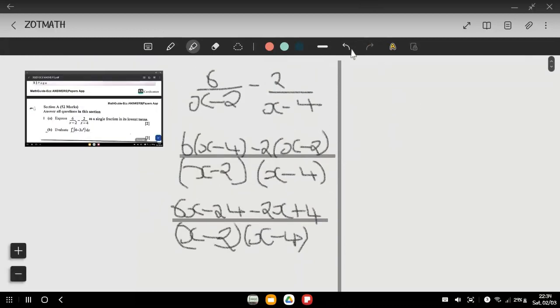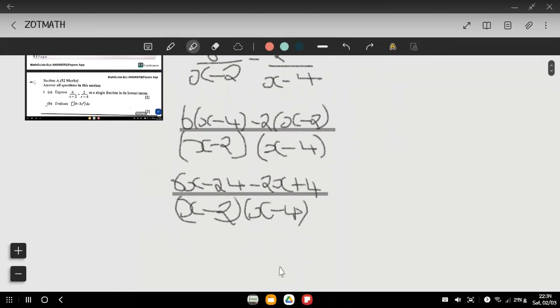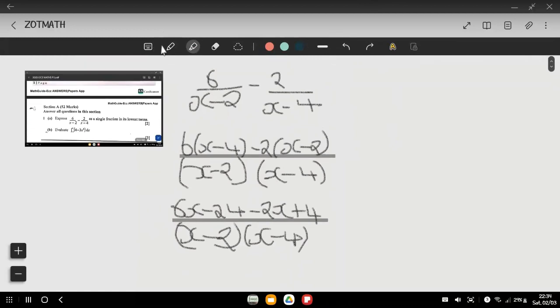Okay, we can continue. For you people to see everything, let me just demarcate it here so you can easily see the whole solution. Right, so we're expressing this as a single fraction in its lowest terms. All right, so we proceed. Then 6x, we group it with a negative 2x.